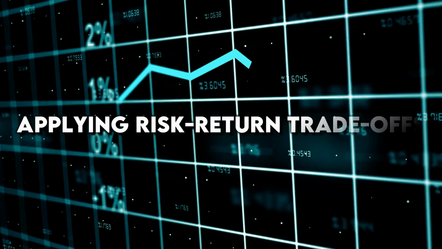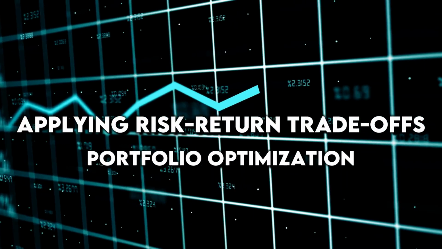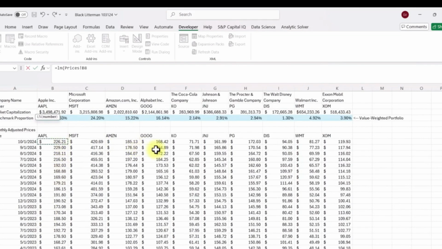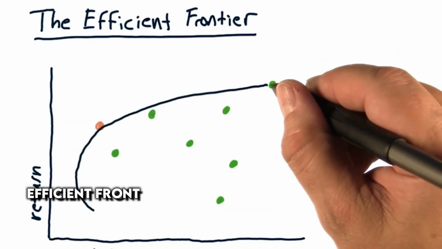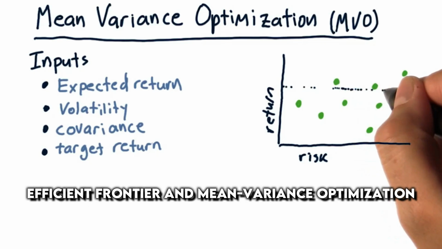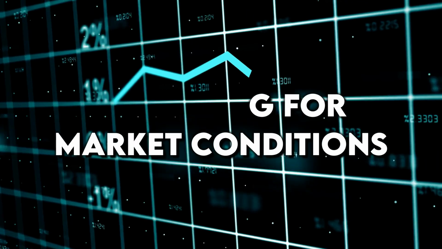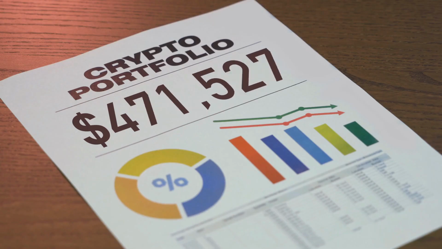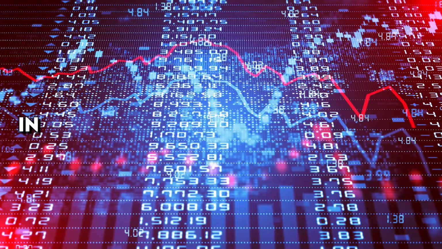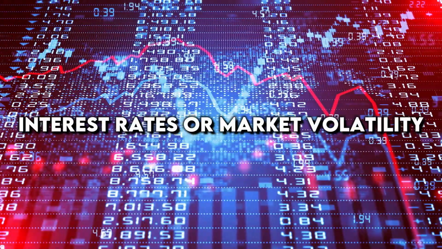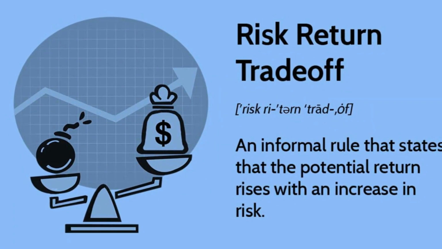Applying risk-return trade-offs. Portfolio optimization involves selecting an optimal mix of assets to achieve desired risk-return levels. Tools like the efficient frontier and mean variance optimization aid in asset allocation decisions. Adjusting for market conditions, investors may adjust portfolios in response to economic changes, like interest rates or market volatility, to align with the prevailing risk-return trade-off.